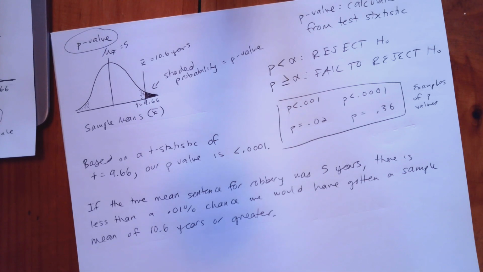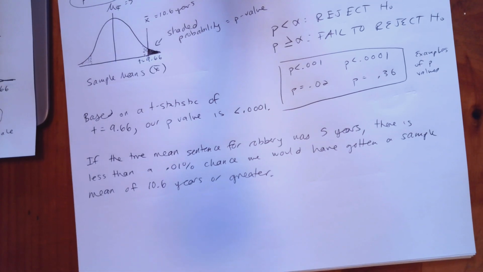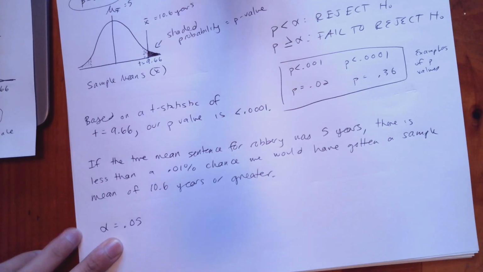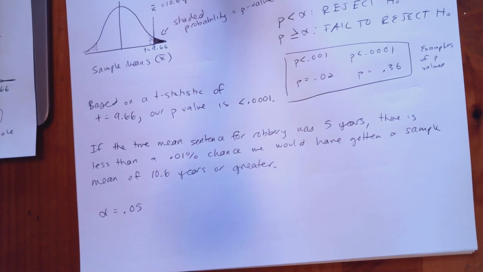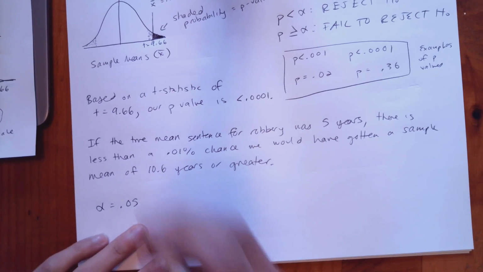And so we've gotten to the point now where we're going to decide whether or not to reject the null hypothesis. And in order to do this, we need to set an alpha value. Let's say that our alpha value is equal to 0.05. This happens to be the most common alpha value that you see in social science, and especially in criminology and criminal justice.